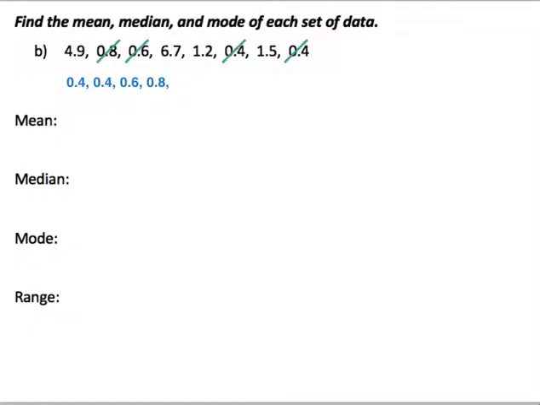All right, now finish up your list. What would be the next smallest? Find something that has 1 in the ones place and so on. So it should be 1.2 and then 1.5. And then lastly, 4.9 and then 6.7.